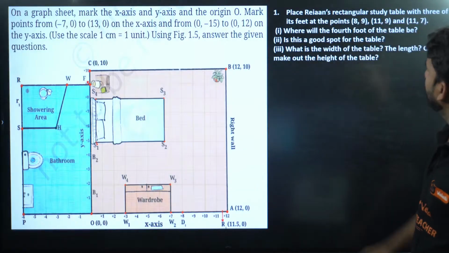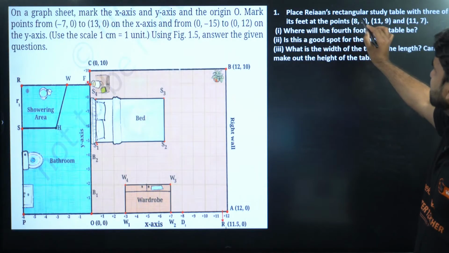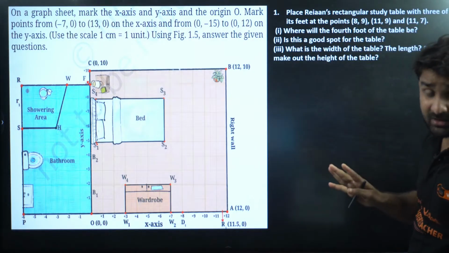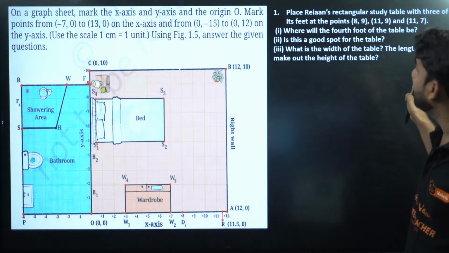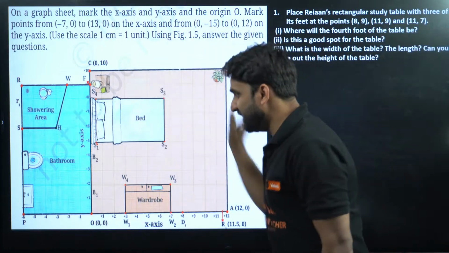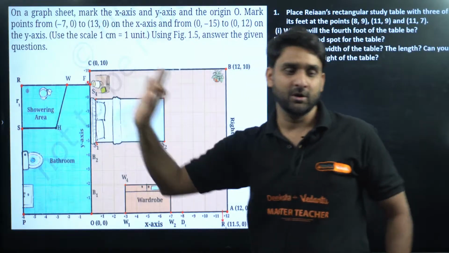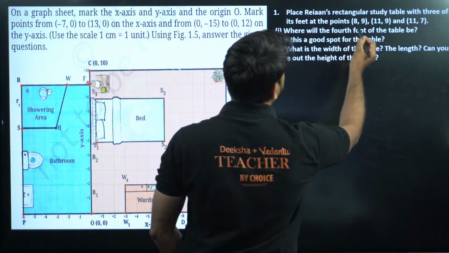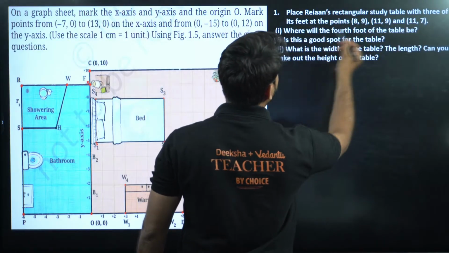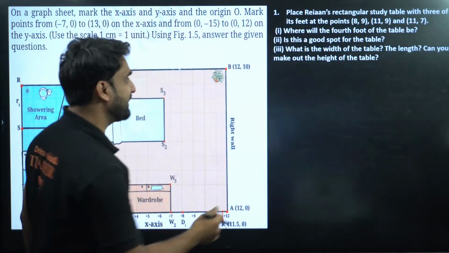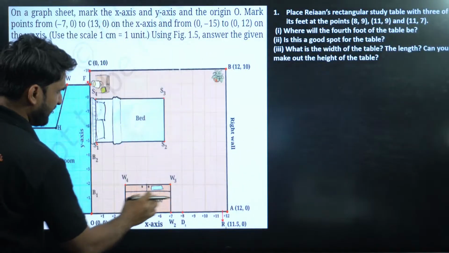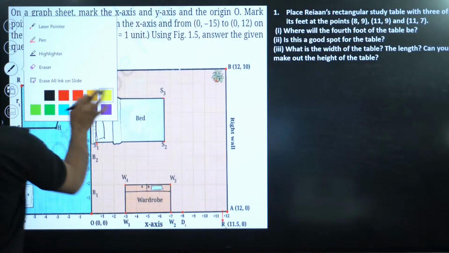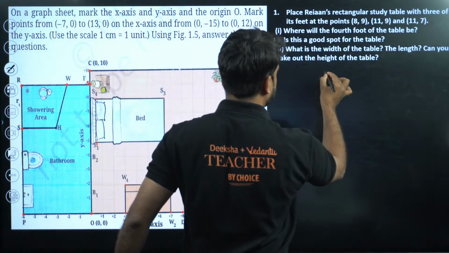Okay, so look at the question. Rian has a rectangular study table and wants to place it in this building, on this graph paper, and 3 feet of the table are at these points. Where will the 4th foot of the table be? So let's draw a graph here. We could draw directly here, but the diagram would become so complex, so let's make a separate diagram. So my dear, listen here.